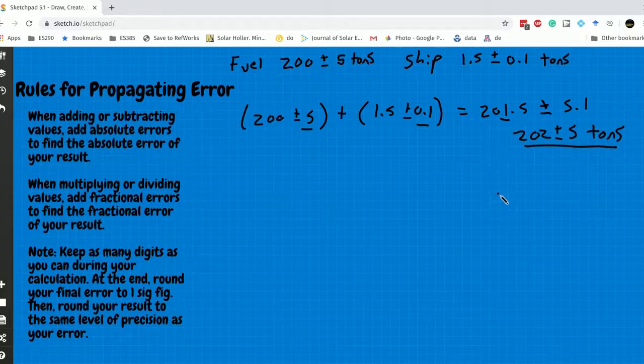All right, now let's look at multiplication and division by dividing our empty ship weight by the result that we just found.